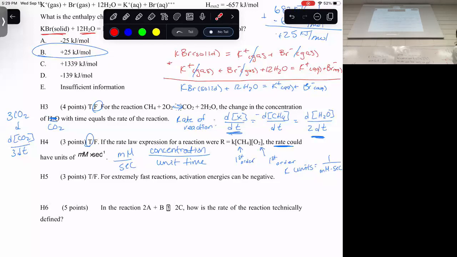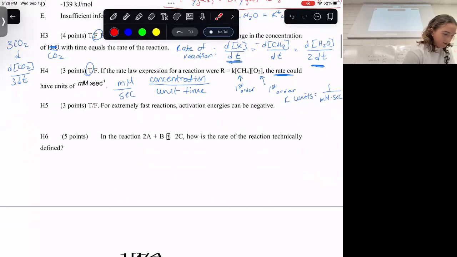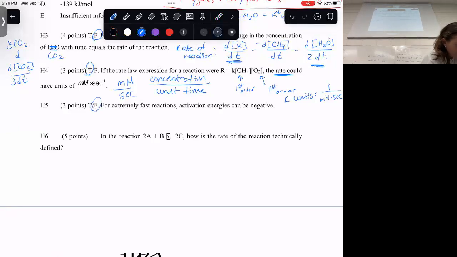Okay, any more questions on 4? Alrighty. Question 5. For extremely fast reactions, activation energies can be negative. False. Why is that false? You can't like get energy back. It's like a light bulb giving energy back to you, but it doesn't work.